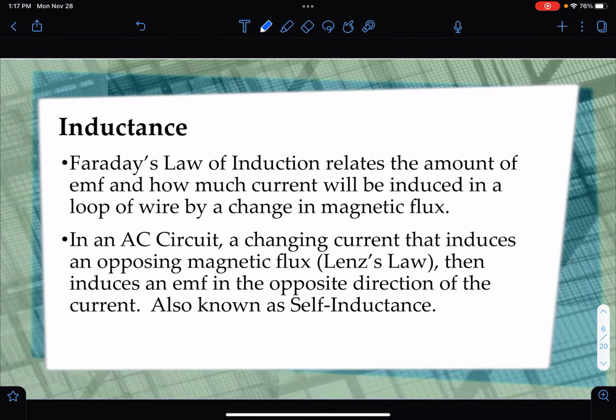Inductance, okay? Faraday's law of inductance relates the amount of voltage and how much current will be induced in a loop based on the change in magnetic flux, okay? So we saw that last week, and then we know based on AC circuits that changing flux induces that change in current, which is known as self-inductance. So now what we're going to do is take that.